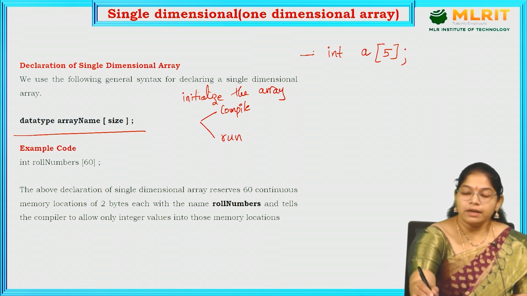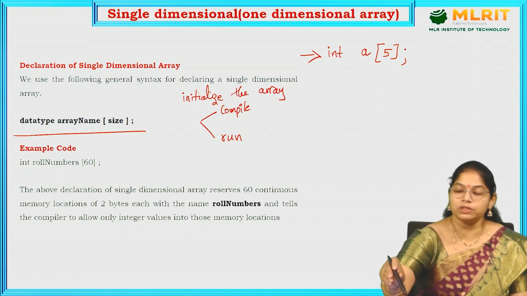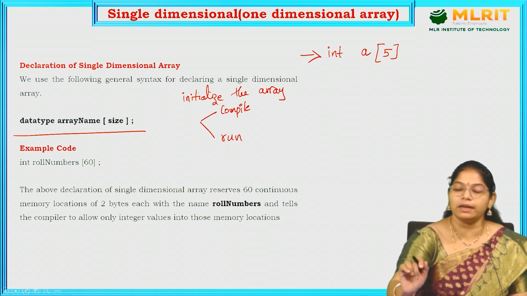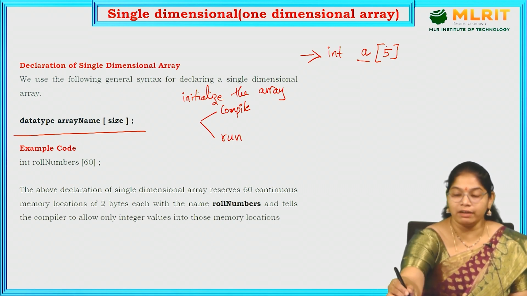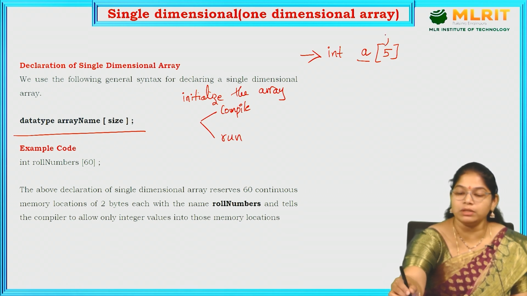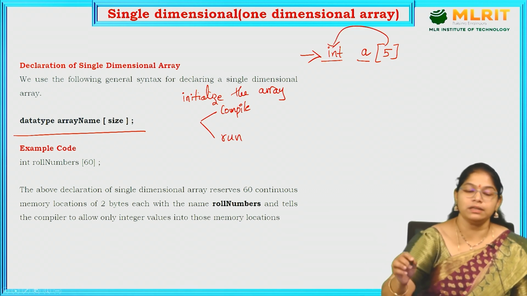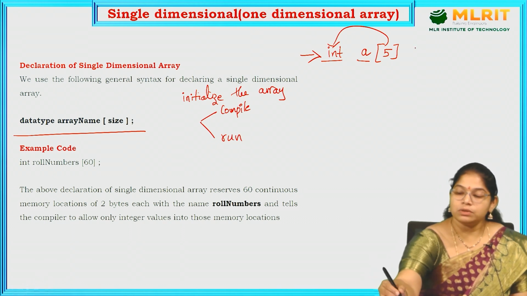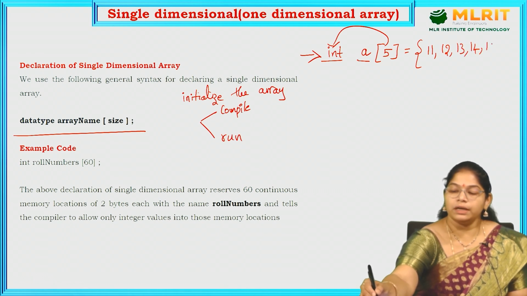How to declare an array? Data type, array name, size of the array. Then how to initialize, how to provide the values of the array. When you declare this, you can understand that this is the array name which is holding 5 data items or 5 elements which are of type integer. That means we can provide only integer values. So here I am initializing the values. Those are 11, 12, 13, 14 and 15.